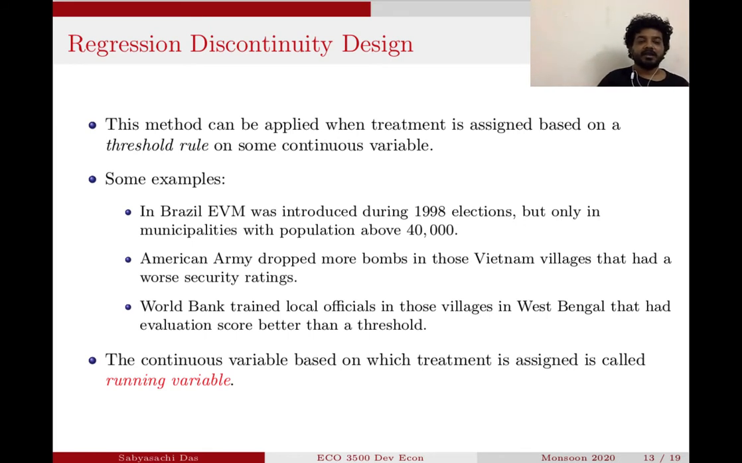Okay. Now, if the treatment causes some change in the outcome variable, so for example, let's think about the Brazilian case first. In the Brazilian example, what is the outcome variable that this EVM treatment might have an impact on? So this researcher was basically interested in looking at to what extent people's vote gets counted.